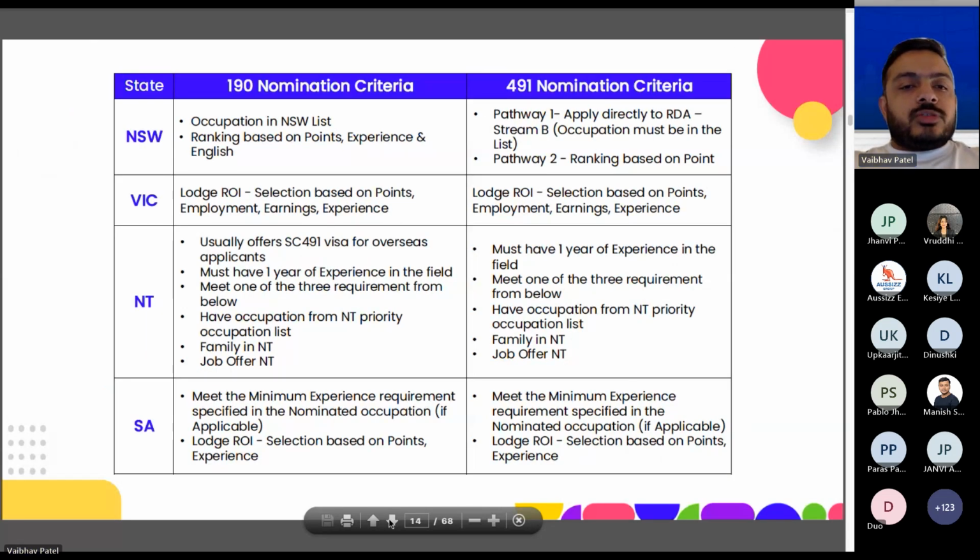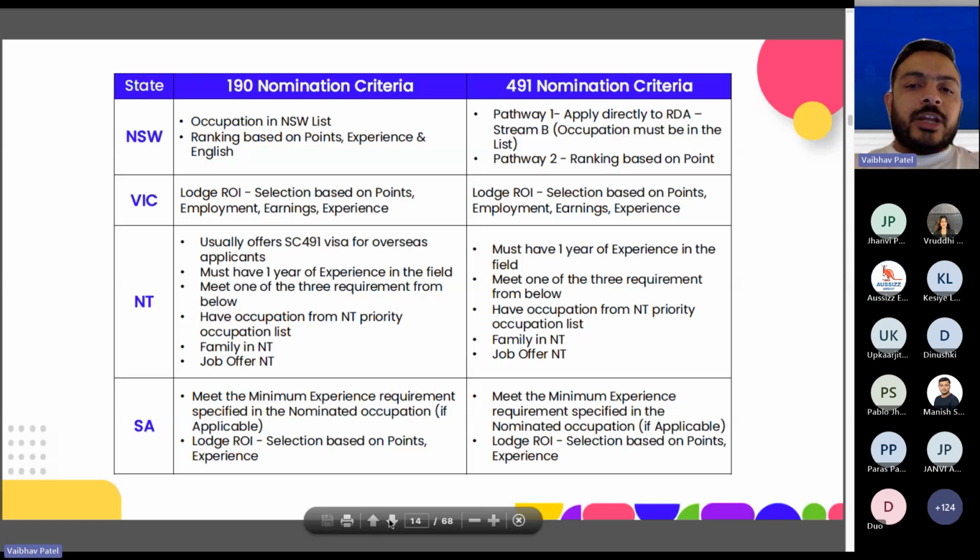Now, this is just a brief of each state on what the current criteria are. So if you see subclass 190, the current criteria for 190 in New South Wales is that your occupation has to be on a New South Wales list. And right now, they're offering pretty much state nomination to all the occupations. However, they are prioritizing ICT and health related occupations more. And in 190, New South Wales ranks candidates based on their points.